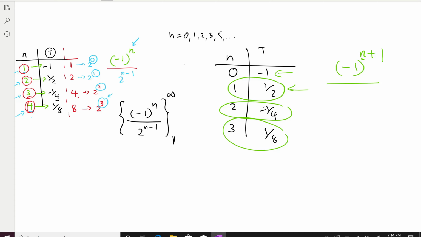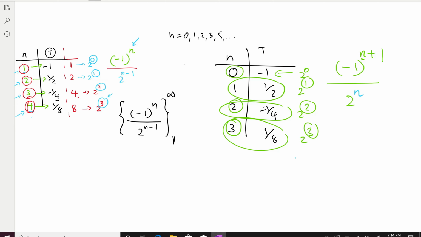Now the denominator, I'm going to say it's going to be 2 to the power what? Let's see, here the denominator is 2 to the power 0, 2 to the power 1, 2 to the power 2, 2 to the power 3. So make a connection between these two numbers. It's the same number, right? Power is same as this new labeling position. So it's going to be 2 to the n.